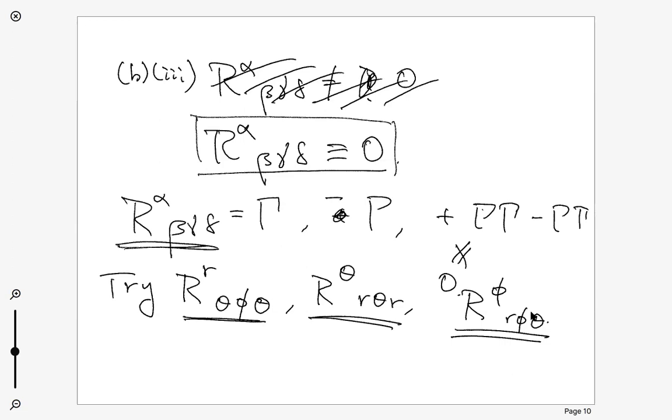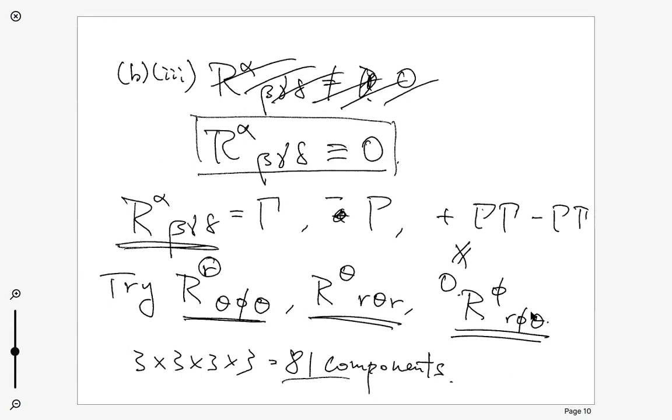Because each index here runs over 3 coordinates, and now we have 4 indices, we should have 3 times 3 times 3 times 3 equals 81 components for the Riemann tensor. So technically, we will need to calculate all the 81 components of the Riemann tensor.